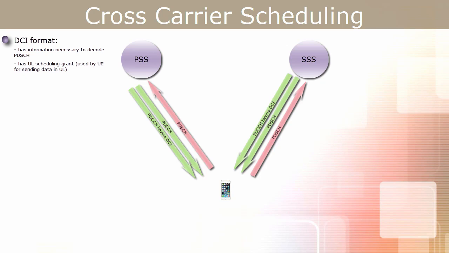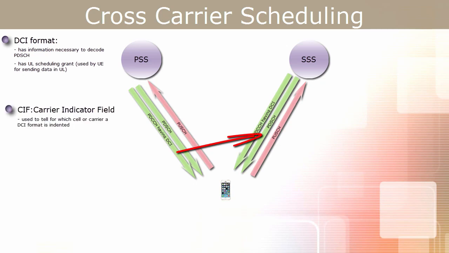When cross-carrier scheduling is enabled, DCI format of secondary cell is transmitted on primary cell's PDCCH. Now, primary cell will have to transmit DCI format for both cells. So, it needs some mechanism to tell UE for which cell a particular DCI format is intended. For this purpose, CIF field present in DCI format is used. CIF means carrier indicator field. So DCI format itself has a field that tells for which cell or carrier this DCI format is intended.